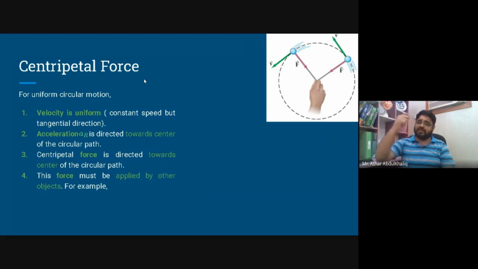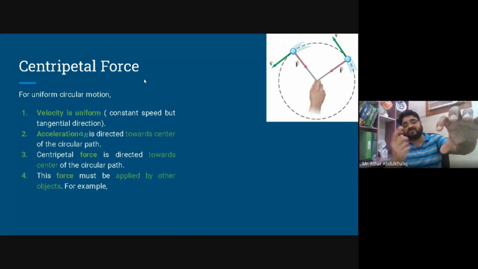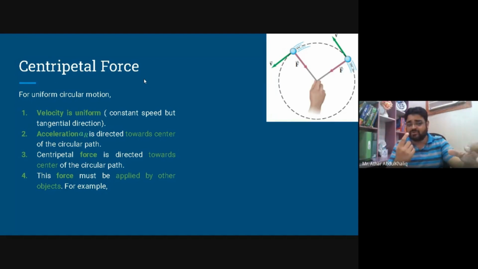When I was holding a rope with an object attached, let's say a stone, and whirling that rope, the centripetal force on that stone was keeping it moving on the circular path. Where did that centripetal force come from? From my hand. So the centripetal force on an object moving in a circular path is provided by my hand.